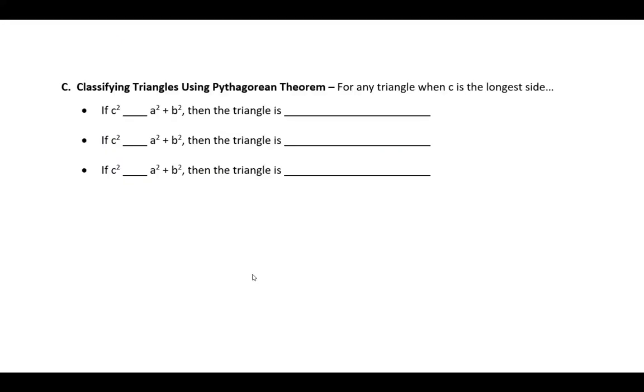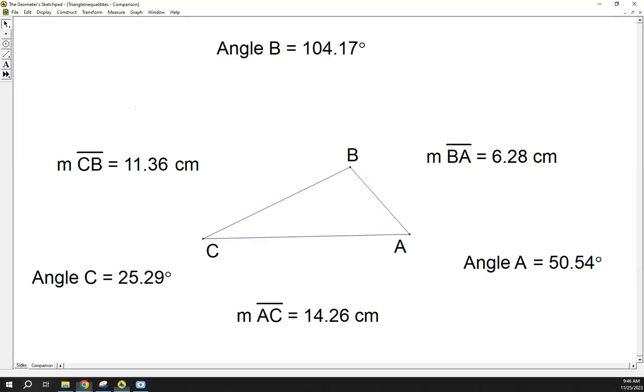Okay, and then the last thing is kind of an extension of the Pythagorean theorem. We're pretty familiar with this. When c is that big side, when we see that c squared equals a squared plus b squared, we know it's a right triangle. So what happens when that's a little different? So I'm going to go to a different sketch for that.